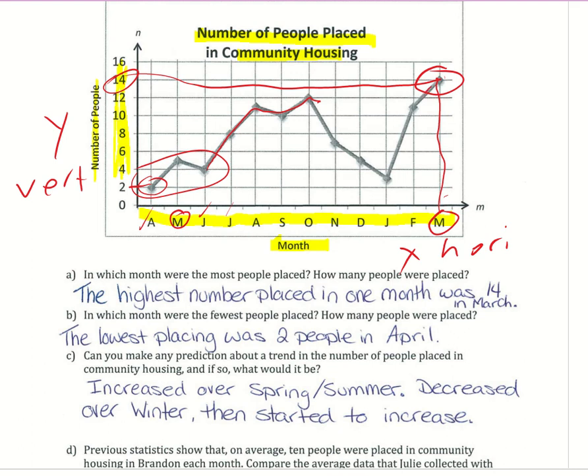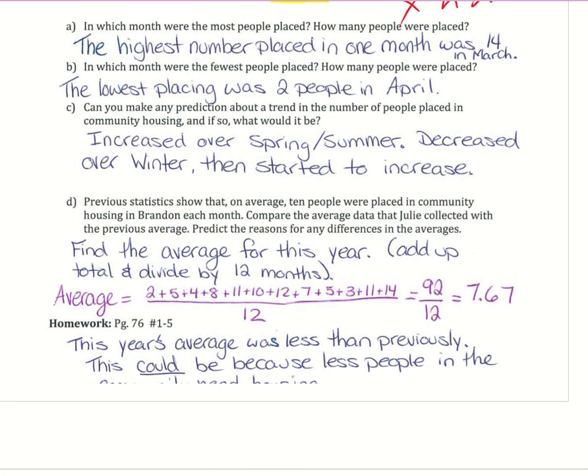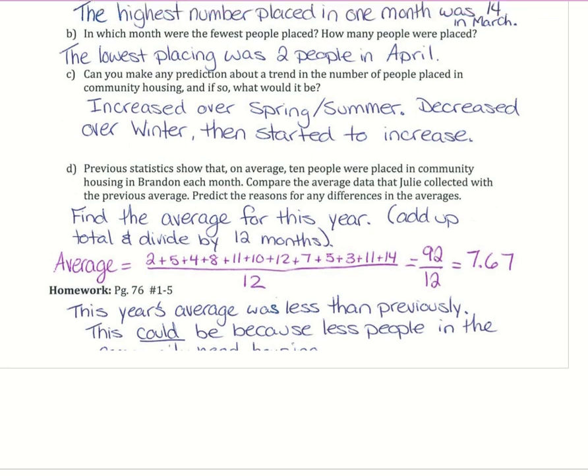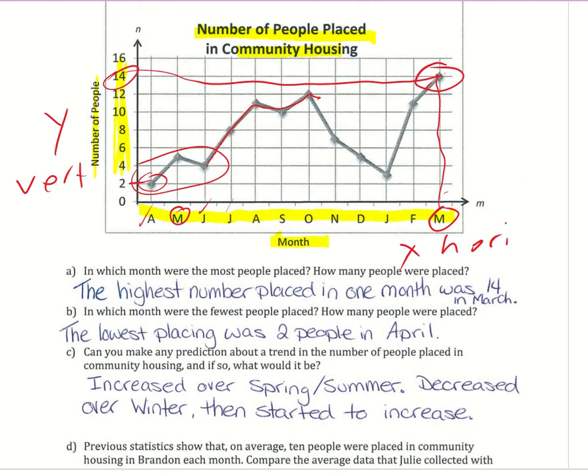So again, interesting data. What we can take a look at here is we could find the average. You can add up all the values. There are 12 months in the year. So about 7.6 people were found houses. So right in about here would have been your average of how many people. So you can see some months it was below, some months it was up.